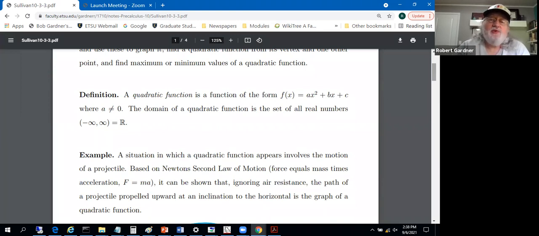So a quadratic function, by definition, is a function of the form f of x equals ax squared plus bx plus c, where a is non-zero. If a is 0, this term isn't here, and it's actually a linear function. So that's why that condition is there. Of course, the domain is all real numbers, no square roots, no division, so no concerns at this stage.